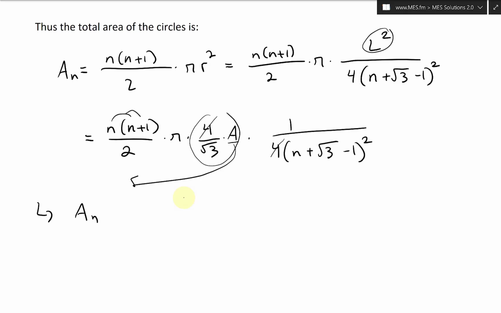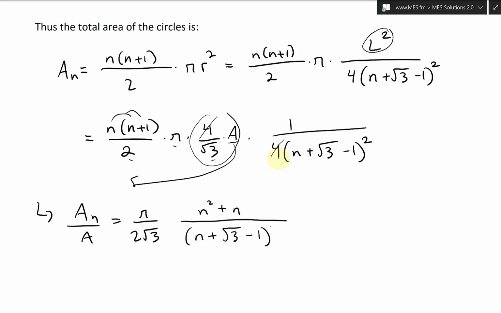So A_n over A is equal to pi over 2 square root 3. So we got rid of this. So we have this, this, and this. The next one is this multiplies inside, and this 4 is gone. And then this becomes like this. Make the n's by themselves. So n squared plus n over n plus square root 3 minus 1 over 2.